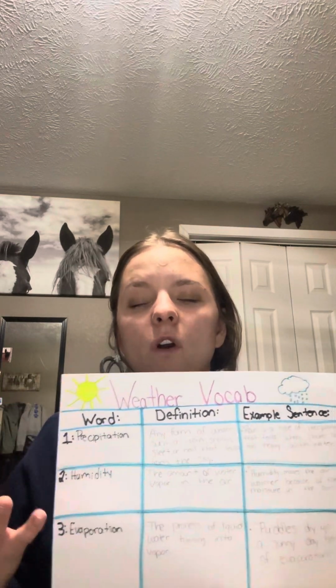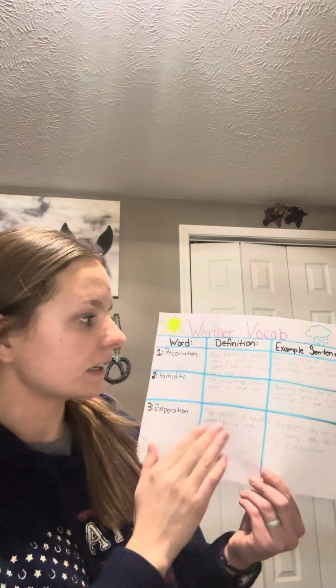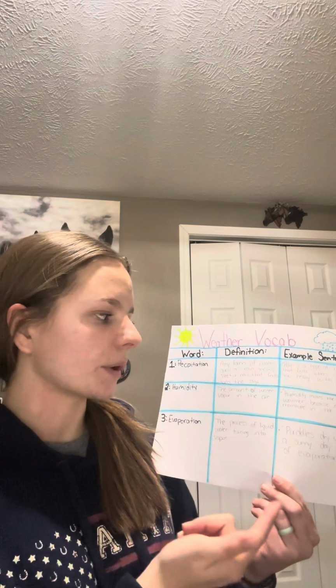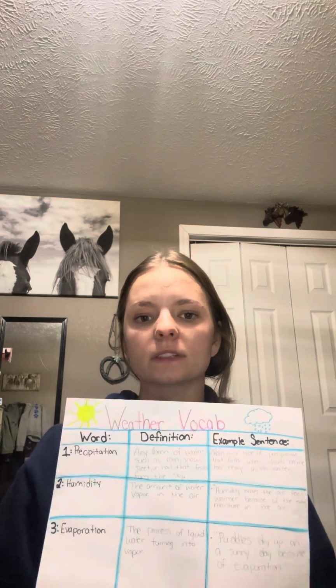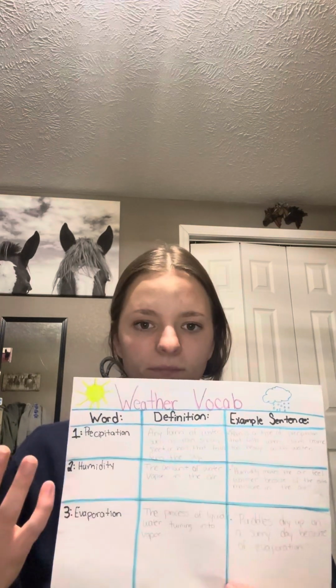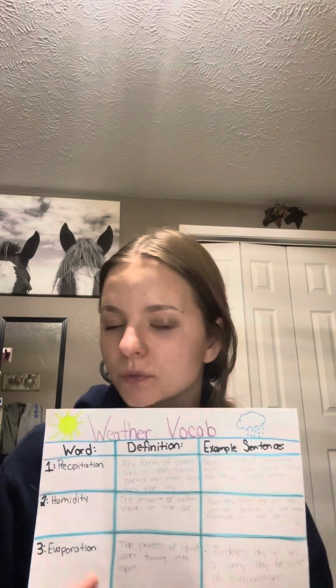Okay, and then for their definition, we would go over what precipitation even means, what that means for our world, and everything it consists of. So for the definition, they would write any form of water, such as rain, snow, sleet, or hail, that falls from the sky. And then we would go over that and say, has anybody seen it rain outside recently? Or what happens when it snows? Or when it hails? Any of those, that is precipitation.